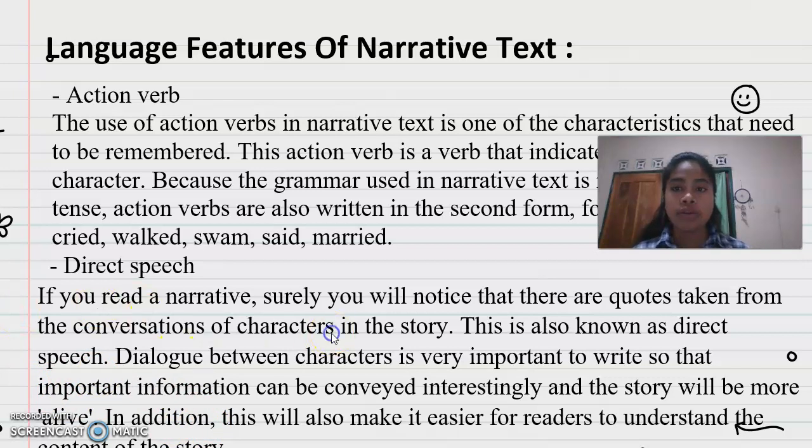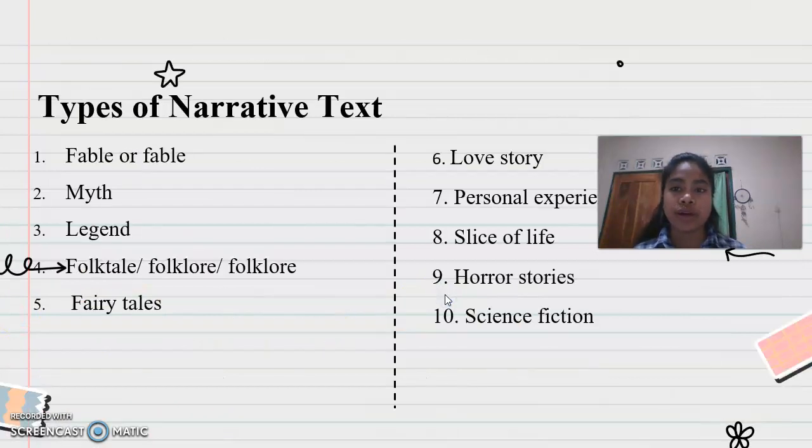Next, we move to types of narrative text. First is fable. It is a story that revolves around animals, for example, the ugly duckling, deer and crocodile, country of the mice, a bear and a rabbit. It is example of types narrative in fable.